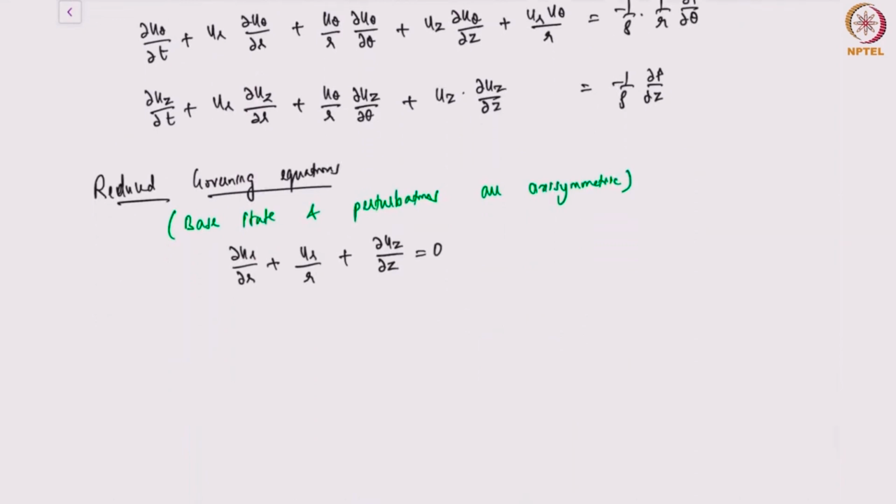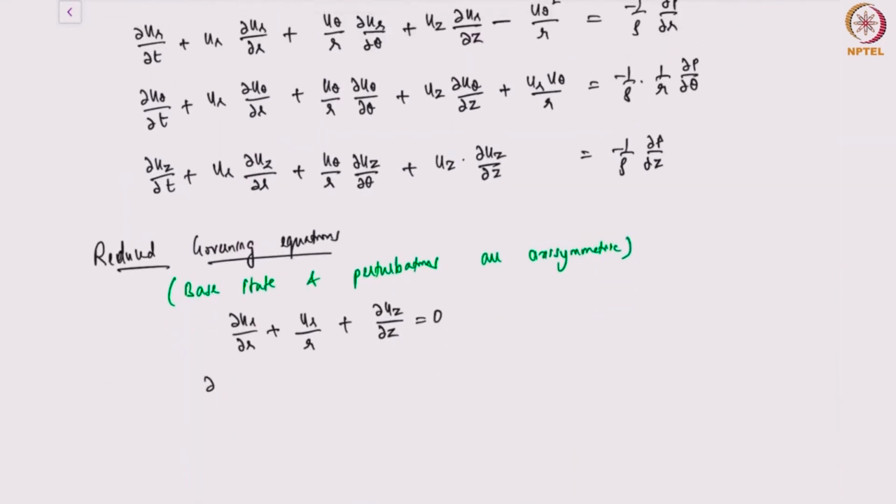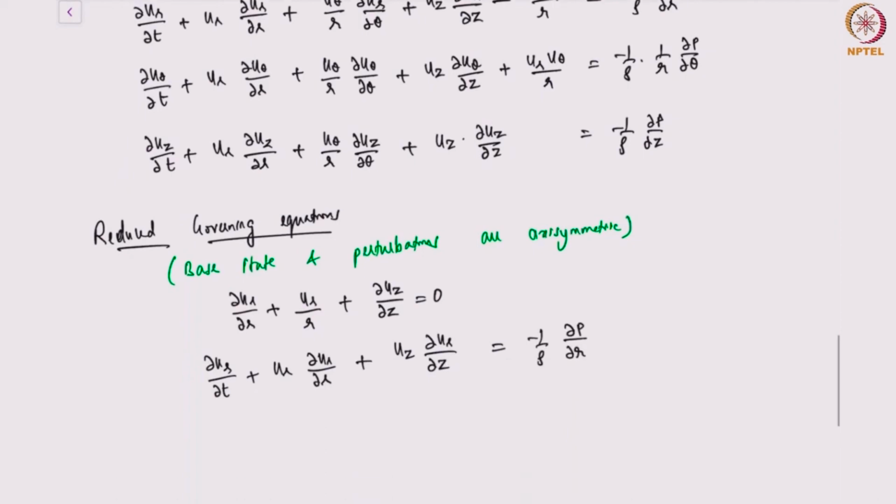Okay, the u r equation, then I don't have u theta. I have u z del u r by del z will be minus 1 by rho del p by del r, and finally I have the z equation.